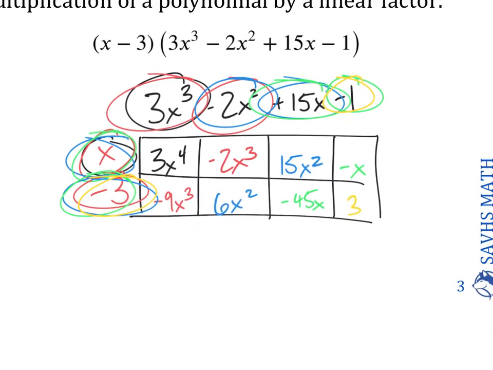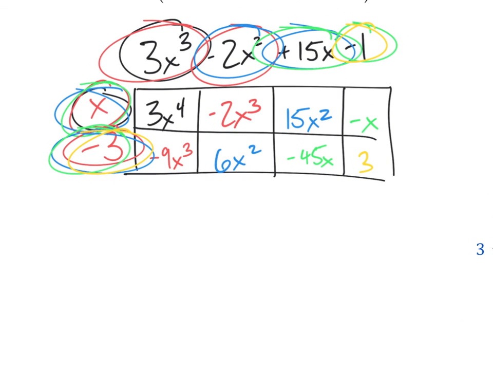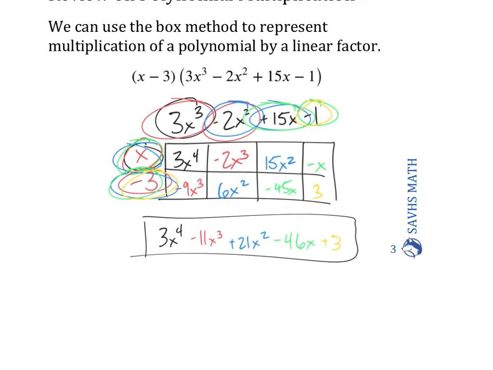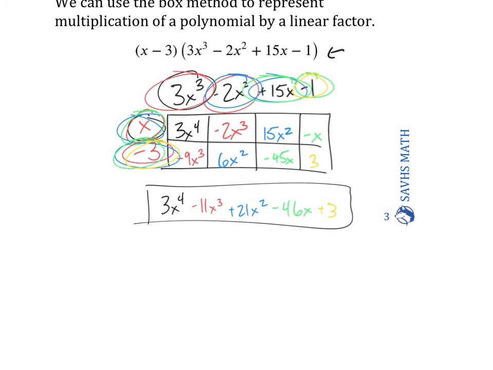Okay, so now I need to combine the like terms, and I'm lucky I have it color-coded for myself, so I have 3x to the 4th minus 11x cubed plus 21x squared minus 46x plus 3. So this is the product of these two multiplied together. Okay, so this is the product. All right, so that's multiplication.